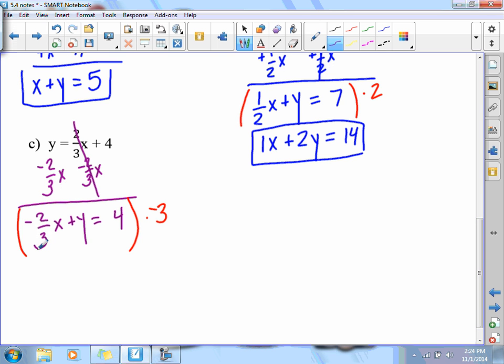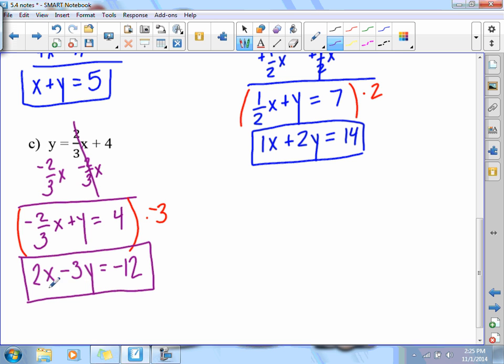So 2 over 3 times 3 would just be 2, and then negative times negative is going to be a positive. So I get 2x, and then I have to distribute the negative 3 to the y, and distribute the negative 3 to the 4. Remember, when you're multiplying by this number, everything gets multiplied by that number. So now I have an equation where the x and y are on the same side, the x comes first, there's no fractions, no decimals, and that number in front of the x is positive.